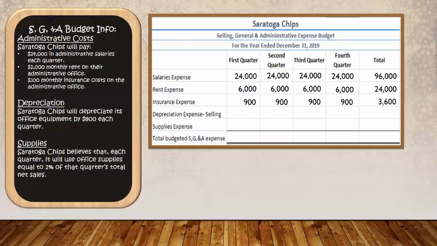giving them a total insurance expense of $3,600. For depreciation, our information tells us that Saratoga Chips is going to depreciate its office equipment by $800 each quarter. We can simply fill in $800 for each quarter, bringing us to a total depreciation expense of $3,200.